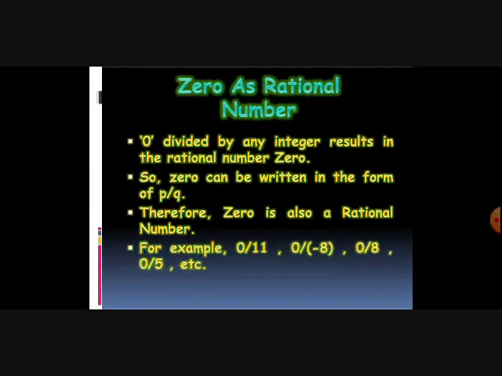Now the question which comes in your mind is, is 0 a rational number? 0 divided by any integer results in the rational number 0. So 0 can be written in the form of p by q. Therefore, 0 is also a rational number. For example, 0 by 11, 0 by minus 8, 0 by 8, 0 by 5, etc.